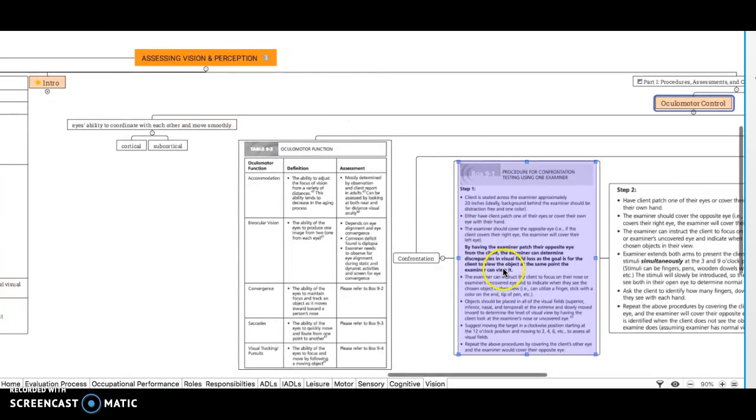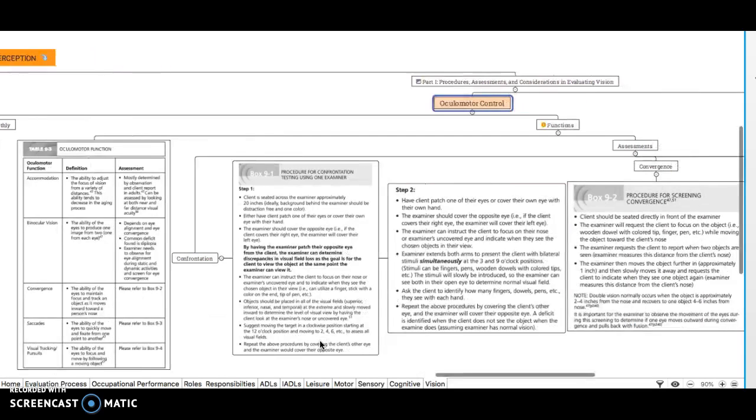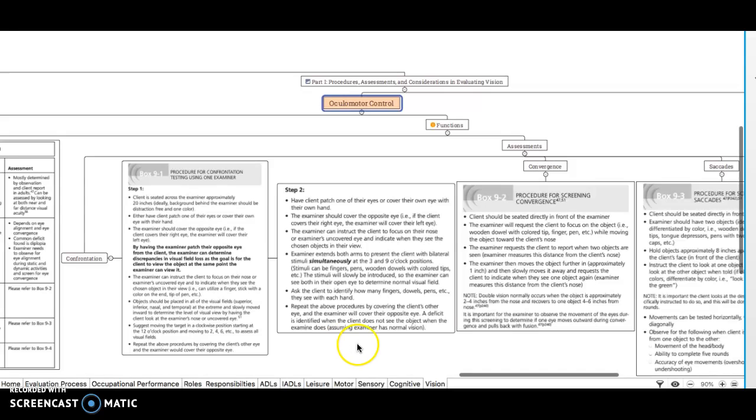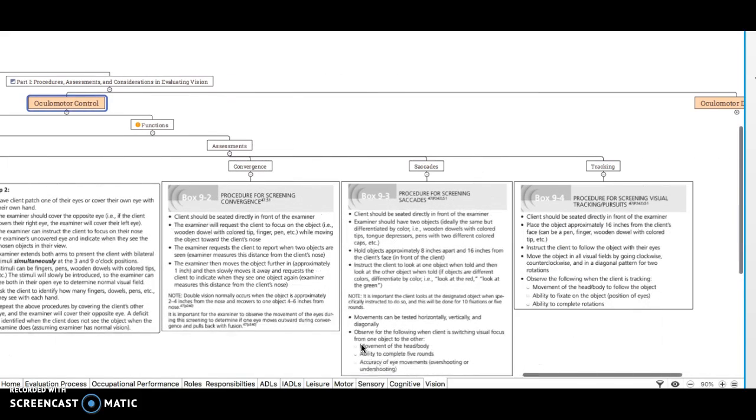And then we have ocular motor control. It's the eyes' ability to coordinate with each other and move smoothly. We have the cortical and subcortical. And then the functions we have are accommodation, binocular vision, convergence, saccades, and visual tracking and pursuits. And then we have the assessments listed here. They're very basic assessments. They can be done very quickly. And we have listed here for convergence, saccades, and tracking.